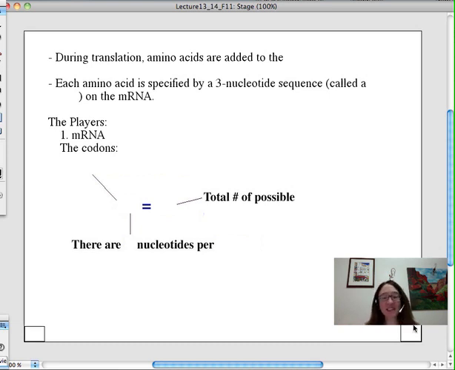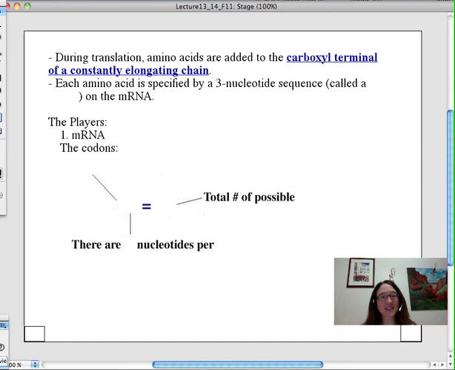So let's write a bit of this down. During translation, amino acids are added to the carboxyl terminus of a constantly elongating polypeptide chain. Each amino acid is going to be specified by a 3 nucleotide sequence. And I bet by now you're screaming at the vodcast and saying, yeah, duh, Rachel, this is the codon. Well, the name that we give to the 3 nucleotide sequence that specifies an amino acid during translation is a codon. So codons specify amino acids.